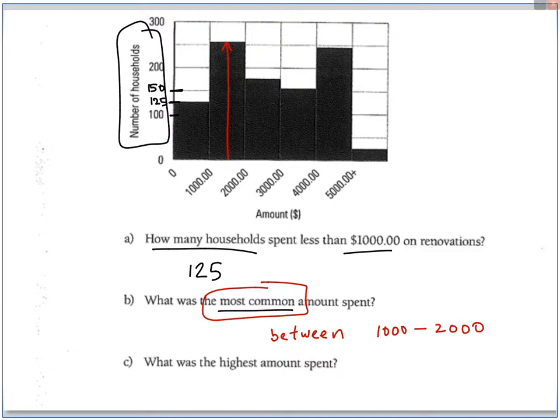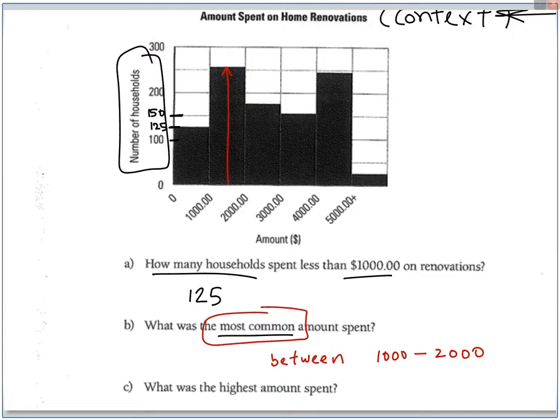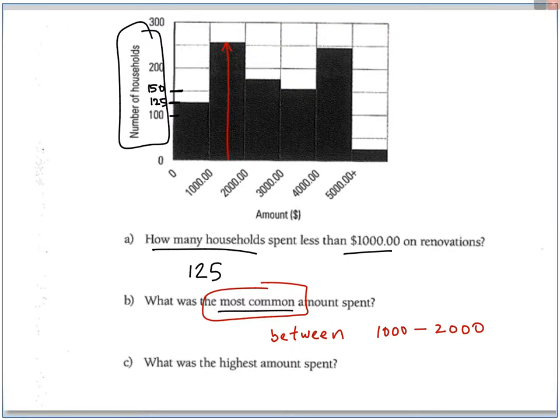And what was the highest amount spent? Now are we looking up and down, or are we looking left and right now? Yeah, because amount spent is this way. So what's the highest amount spent? 5,000 plus. Good. I like how you said 5,000 plus. I thought you were just going to say 5,000. So I was going to put greater than 5,000, but 5,000 plus is perfect.